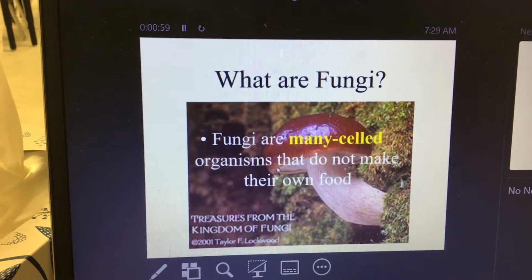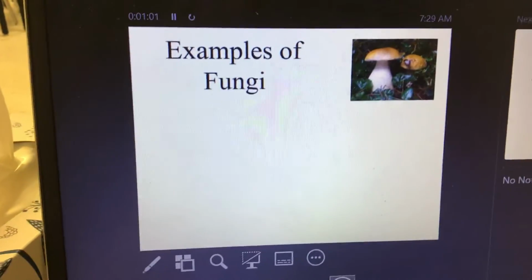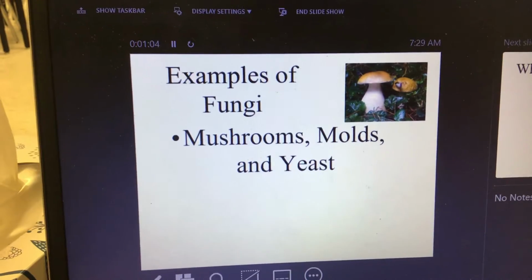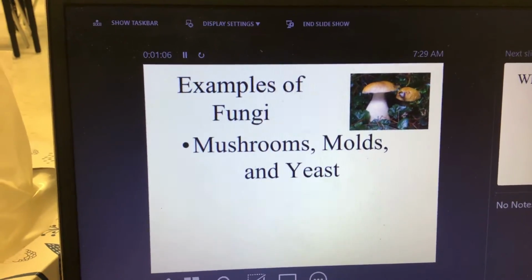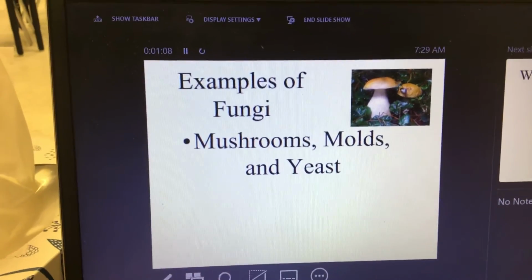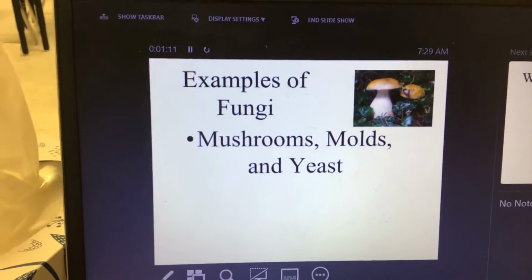If I'm going too fast, you can always pause it. Examples of fungi: mushrooms, molds, and yeast. These are fairly common things that you'll find.